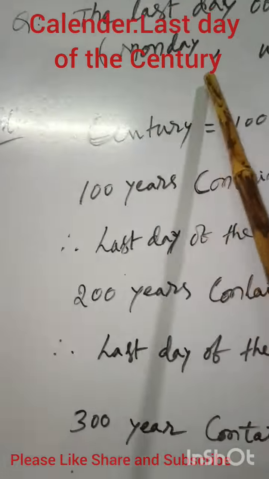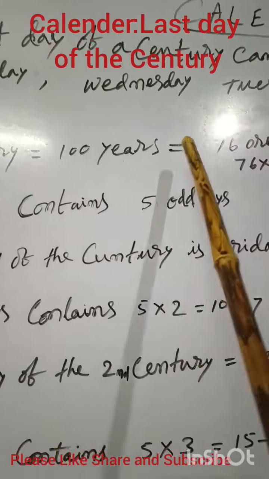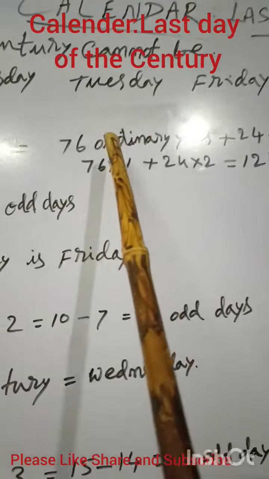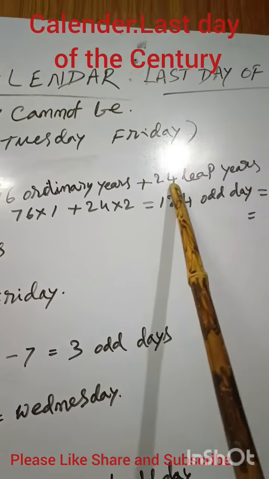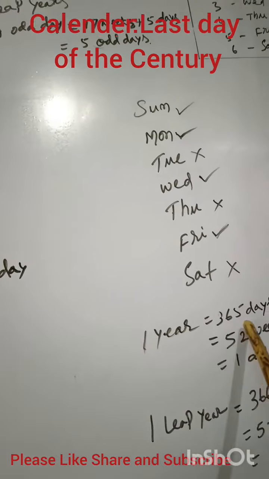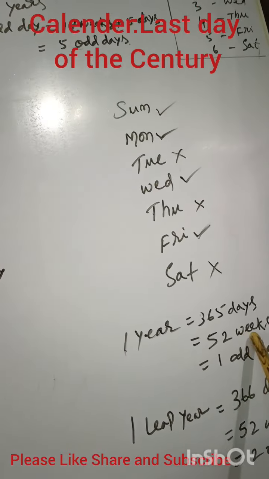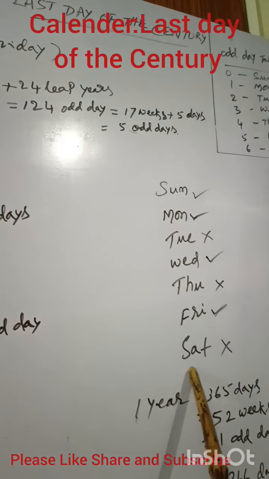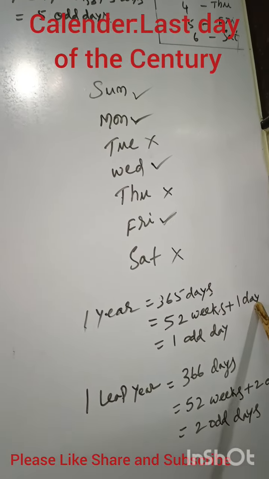Before going to that, century means 100 years. 100 years have 76 ordinary years plus 24 leap years, total 100. Before that, we will see one year has 365 days, which is equal to 52 weeks plus 1 day. 52 weeks means Sunday to Saturday repeats 52 times, plus 1 day extra.